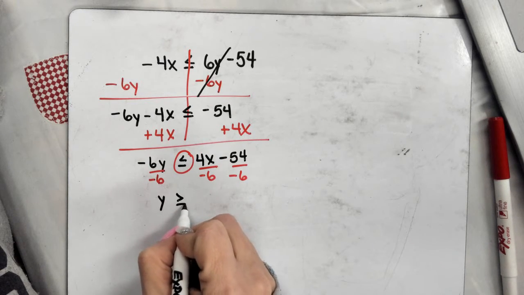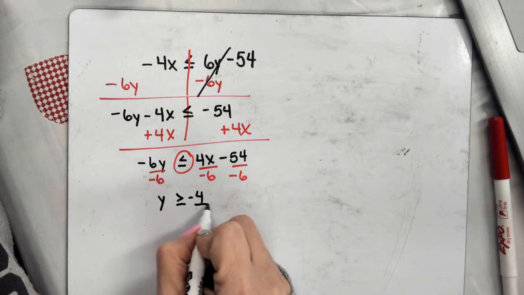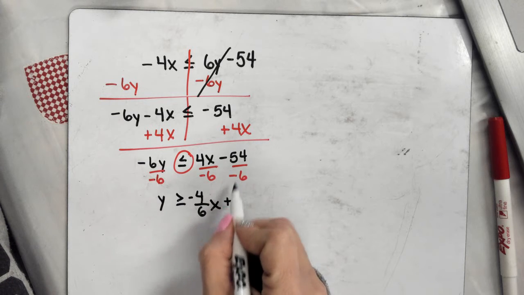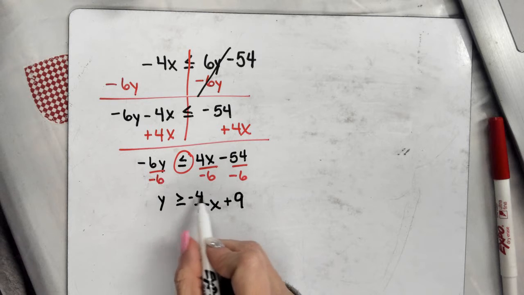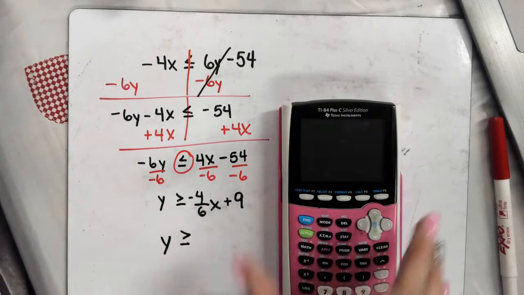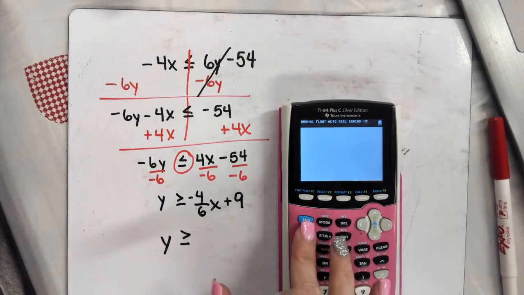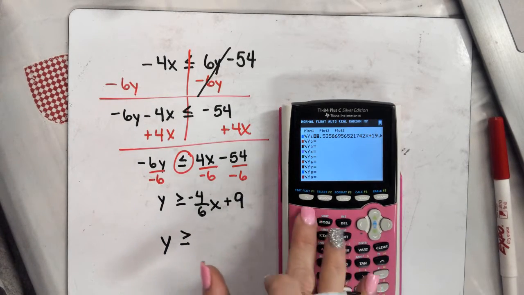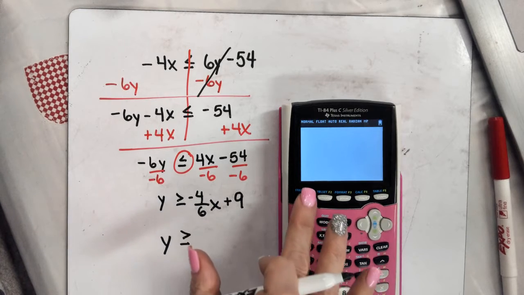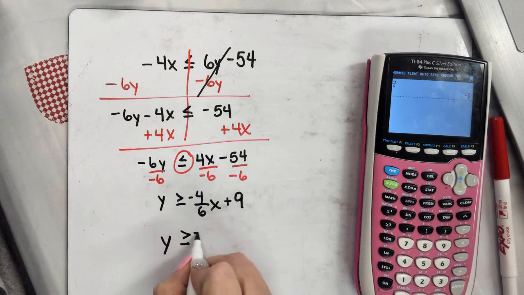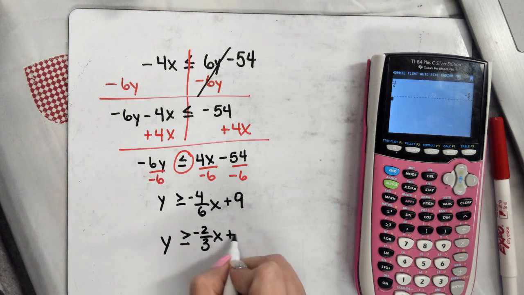So y is greater than or equal to negative 4 over 6x, and I could have put the negative in the bottom, it doesn't matter. Negative divided by negative will be a positive, and that'll give me 9. I'm going to go ahead and reduce that though. Y is greater than or equal to, if I take my calculator and go to alpha y equals, oh my goodness, there we go, and put in negative 4 over 6. It's going to reduce that for me to negative 2/3. So this is negative 2 over 3x plus 9.